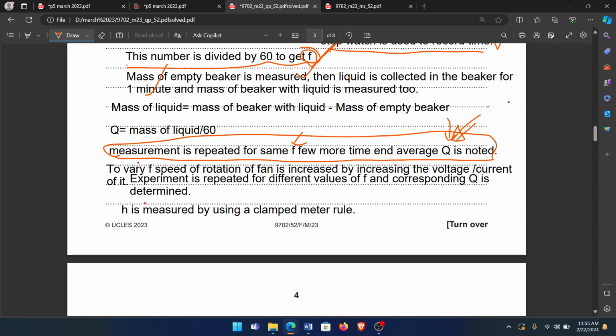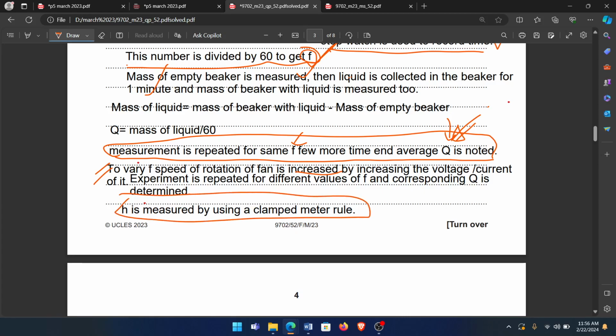Now, this variation is part of the experiment because you have to plot a graph. You need data, at least 6 sets of data. So to vary F, the speed of rotation of the fan is increased by increasing the voltage or current. You can mention changes here. The experiment is repeated for different values of F and the corresponding Q is determined. Hope you understood, right? H is measured by using a plumb line method. Why?